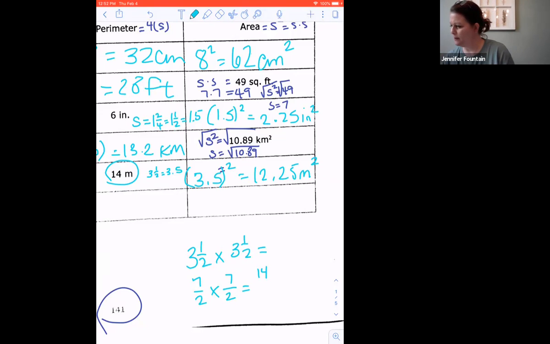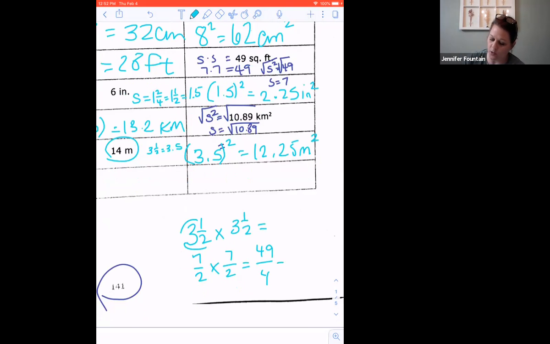What did I do wrong? 3 times 2 is 6, plus 1 is 7. So that's 7/2 times 7/2. Oh, I said 7 times 7 is 14. Y'all didn't. That's 7 plus 7. All right, 7 times 7 is 49. I was going, something's not right here. So that's 49/4. And so we know that 4 will go into 49 12 times, and then I have 1 left over. So I can either have 12 1/4 or 12.25 meters squared. Any questions on that one?